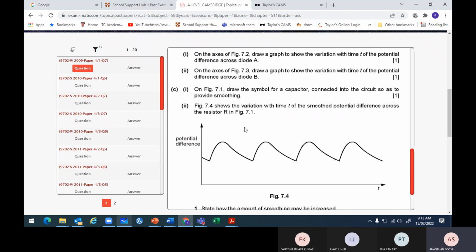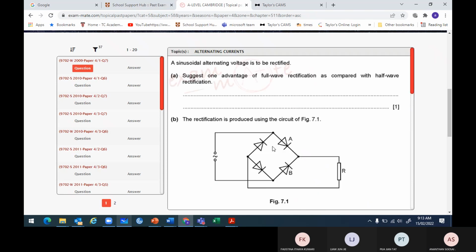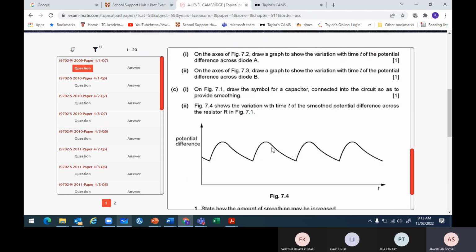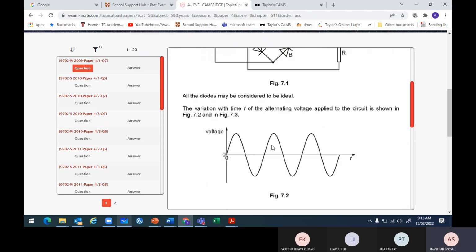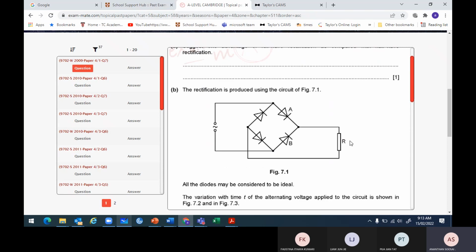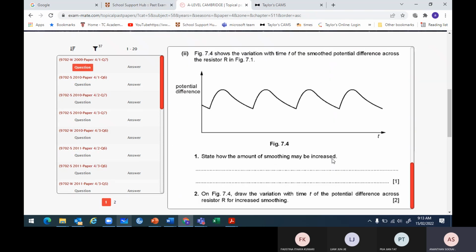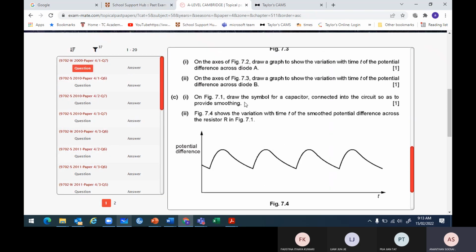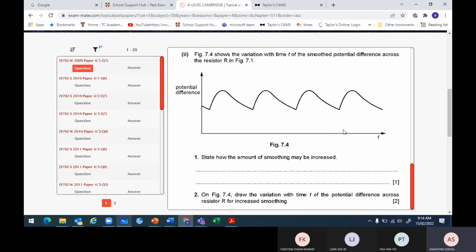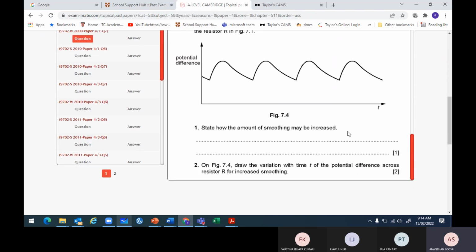So how does the smoothing happen? Show the variation with time t, with 7.1. Let's say 7.1. Where's the 7.1? This one. Oh yeah. So for the resistor R, yeah, show 7.4. Show the variation with time t of the smoothed potential difference across the resistor R. Yeah. State how the amount of smoothing may be increased.